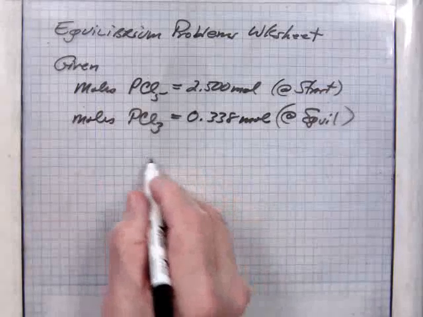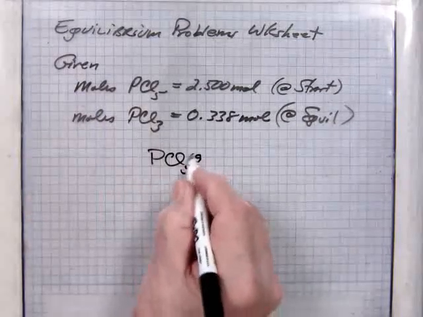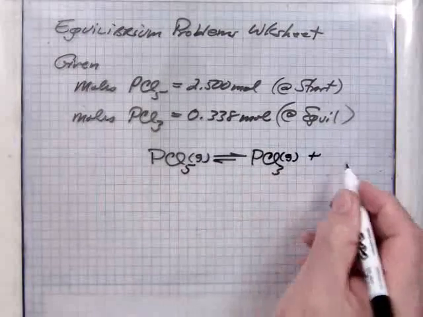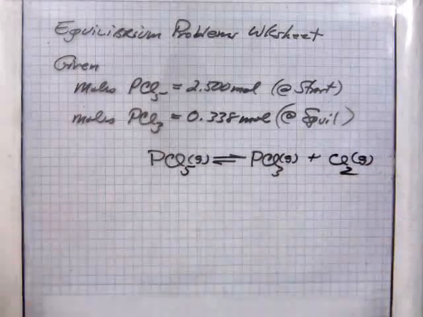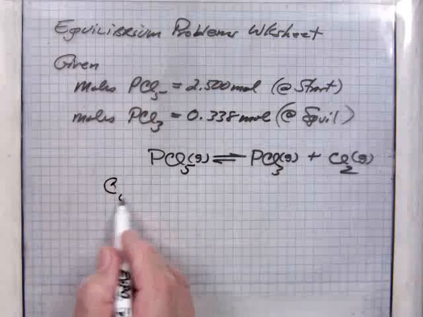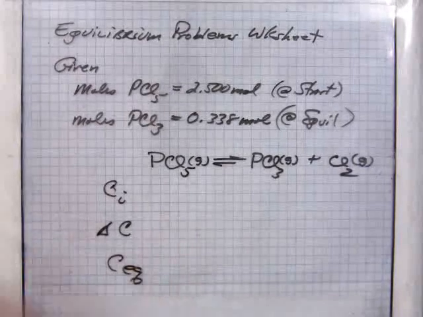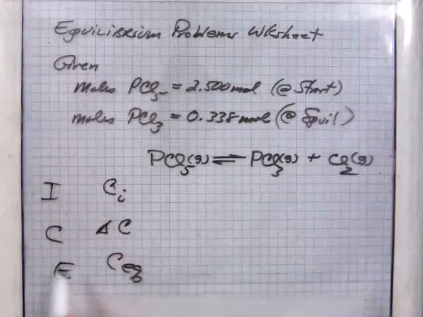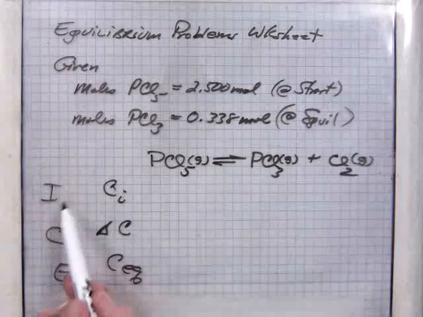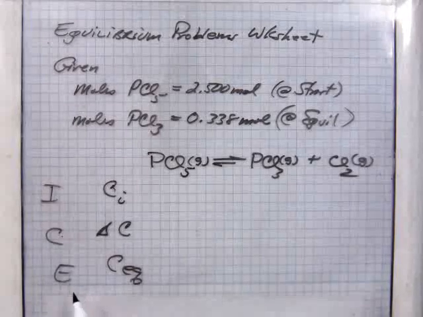So the reaction is given. Now give yourself a little space on the left of your page, indent over. PCl5 as a gas is in equilibrium with PCl3 as a gas plus Cl2 as a gas. That's what they give you in the reaction. Now on the left side going down, you want to put Ci, change in C, and C at equilibrium. This is called the ICE table. Very prominent in working with equilibrium type problems. It's initial, change, this is your kinetic region, honestly, and then this is your equilibrium region that we're working with.